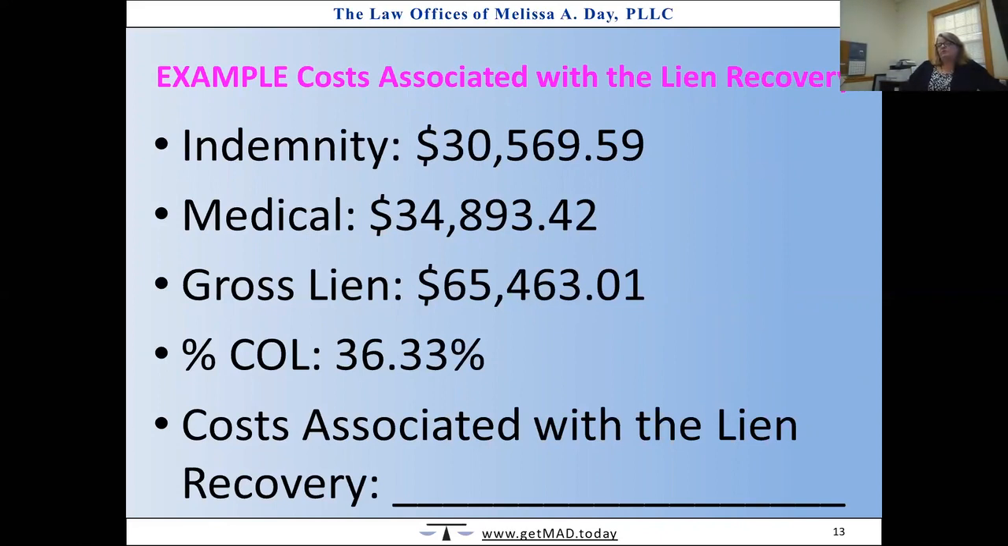And so to determine the recoverable lien, you're going to take the gross lien and multiply that by the percent cost of litigation and then subtract that from the gross lien. So the first thing we're going to calculate are what are the costs associated with the lien recovery? In other words, what's the attorney's fee that you have to pay in order to recover your lien of $65,463.01. Give me a minute to do that.